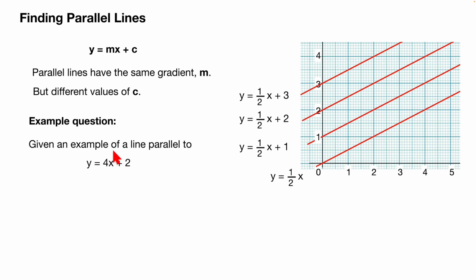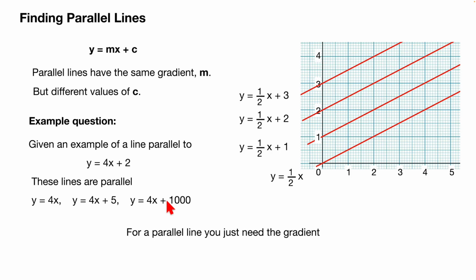Give an example of a line parallel to y equals 4x plus 2. Well, we can see that m, or the gradient, is equal to 4 in this case. So these lines are parallel. Y equals 4x, we've just set c equal to 0. Y equals 4x plus 5. Y equals 4x plus 1,000. Pretty simple. So for a parallel line, all you need to find is the gradient, and I'm going to make that something to remember.